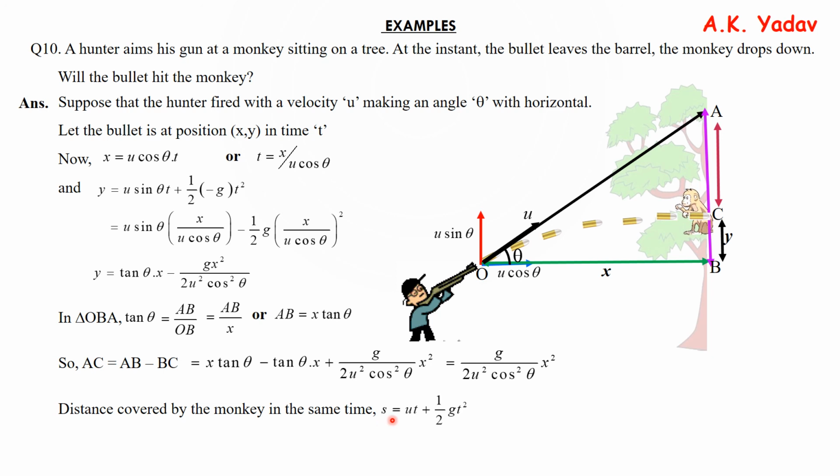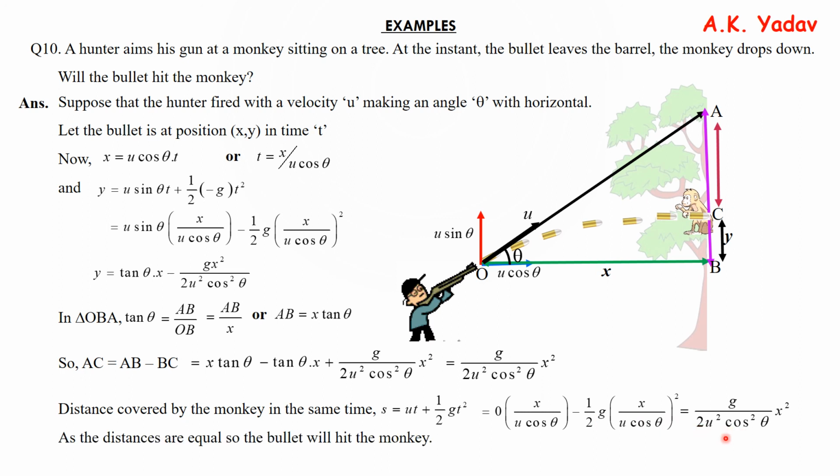I use the equation S is equal to ut plus half a t square. As the monkey dropped, u is 0, and on solving we get g x square upon 2u square cos square theta, which is same as AC. So as the distances are equal, the bullet hits the monkey.